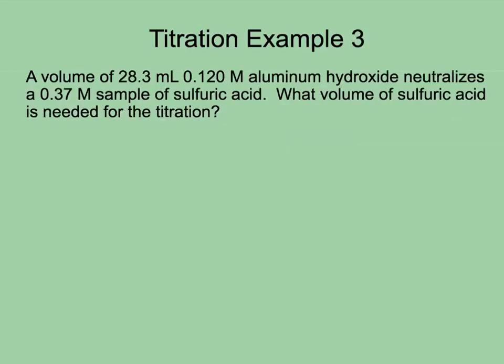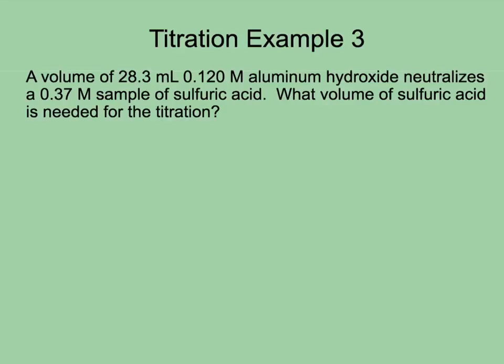All right. Let's try the last example. It says I have a volume of 28.3 milliliters of 0.12 molar aluminum hydroxide that neutralizes a 0.37 molar sample of sulfuric acid. What volume of sulfuric acid is needed for the titration? So this time it's just slightly different. This time my sulfuric acid, I know the molarity of it. I just want to know how much of it would be neutralized by my aluminum hydroxide. So I'm looking for the volume as opposed to the molarity.